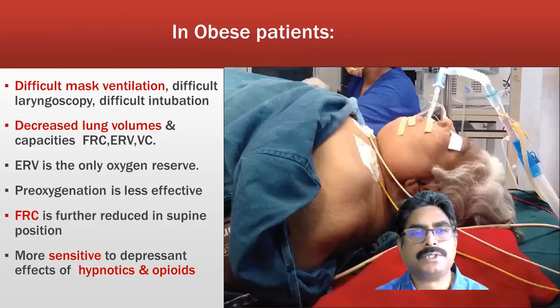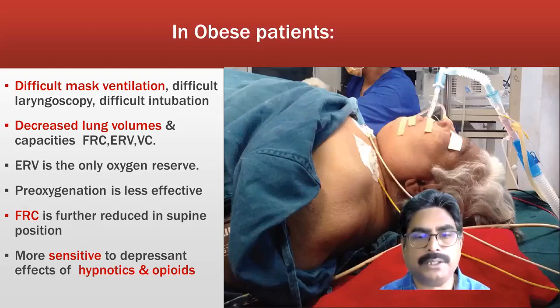So in the case of obese patients, difficult mask ventilation, difficult laryngoscopy and difficult intubation are anticipated, all causing hypoxia, with decreased lung volumes and capacities: FRC, ERV and VC. ERV, the expiratory reserve volume, is the only oxygen reserve, and preoxygenation is less effective. You have to go for proper positioning and apply CPAP. FRC is further reduced in the supine position. They are also sensitive to hypnotics and opioids.